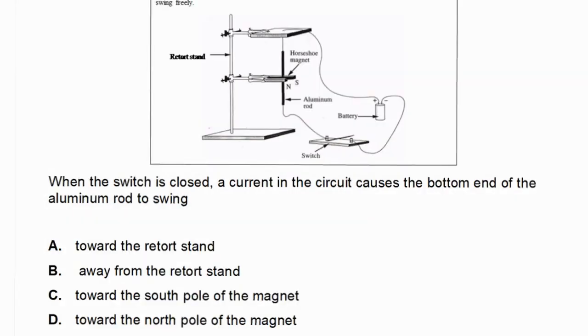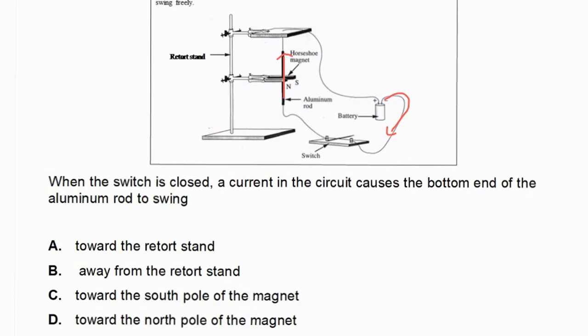We need to think about what part of our hands are facing. So we're going to use our left hand. We see the electrons are going from here when the switch is closed. So my thumb should be pointing up because that's the direction that the electrons are going to be moving through that aluminum rod.